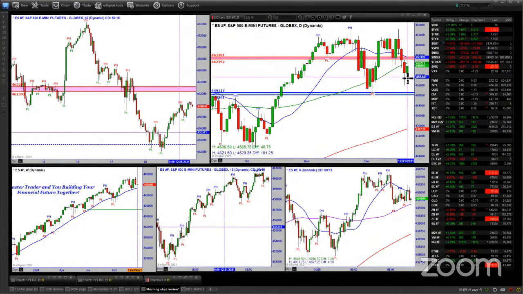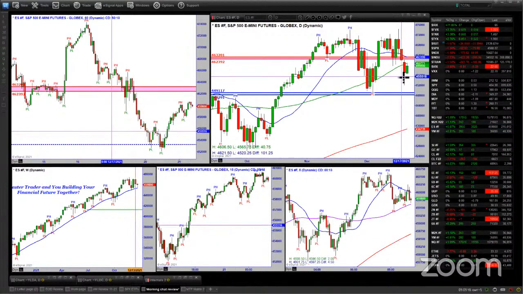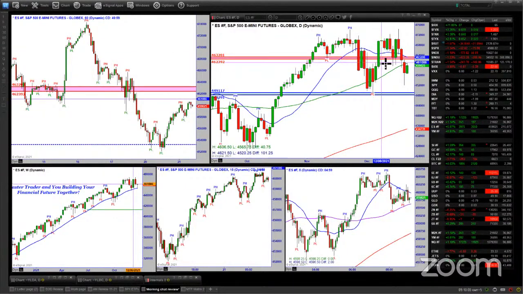But again, what does that mean in the perspective of big picture? If this breaks down further on the daily time frame and comes down to the 200 MA, does that mean we're in a bear market? Hell no. That means we're in a larger correction. It's a wide whippy correction.